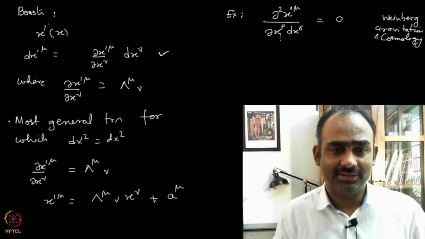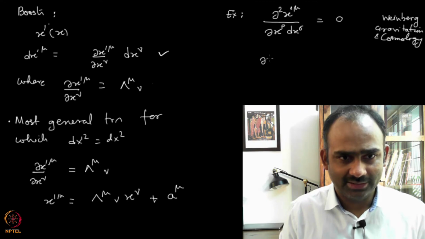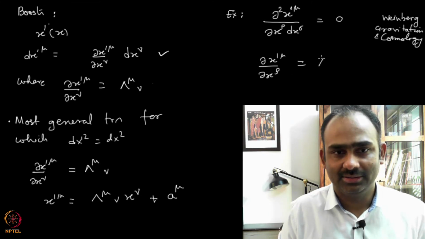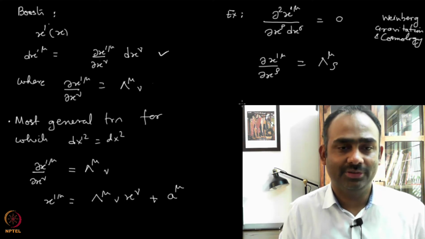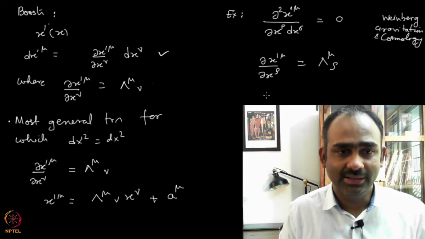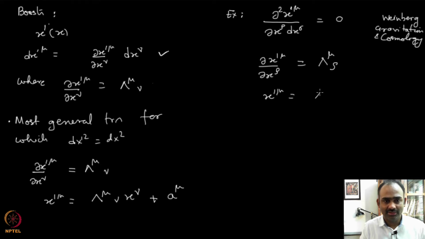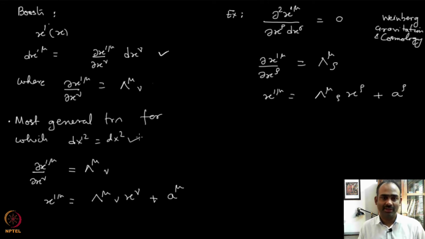So first you integrate it, and you will get del x prime mu over del x rho as some constant lambda mu rho. When you do the first integral, you get a constant, so that's why this is constant here. Then you do a second integral and you get x prime mu as lambda mu rho x rho plus the second integration constant. So this is exactly what I wrote earlier, but there I assumed it. If you do this exercise, you don't have to make that assumption and you arrive at this result. So this is the most general transformation which is going to leave this invariant. Good.